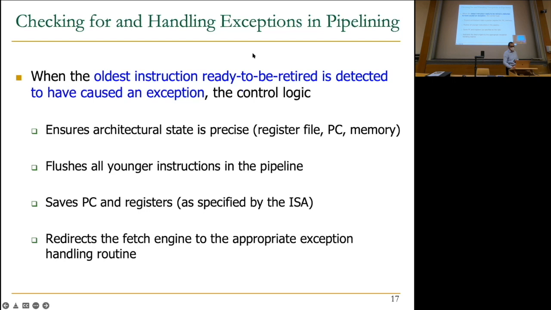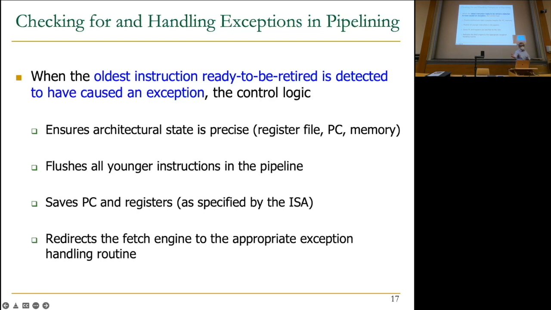the pipeline controller, this control logic that I mentioned over here, redirects the fetch engine to the appropriate exception handling routine. So if the exception happened because of an overflow, it has a code. The code says this is an overflow exception, and this code is associated with the program counter of an exception handling routine. This is where the exception handling routine starts, and the program counter is set to that address. And basically the processor starts executing that exception handling routine from that location that's associated with the overflow.